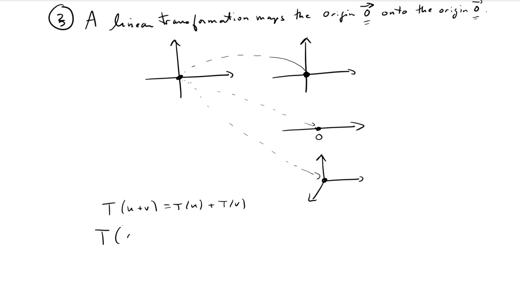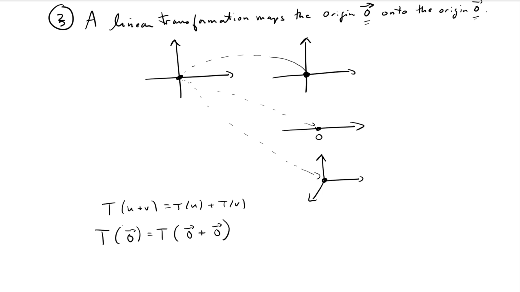So T of the origin. So I take the origin. Okay, I want to show that it's equal to 0. I'm going to do something funny, but it's because I want to use the property of linear transformation. I'm going to write the origin as the origin plus itself. That's true. 0 plus 0 is going to be 0. If this is a vector 0, 0, and I add the vector 0, 0, I do get the vector 0, 0. Okay, so that works.